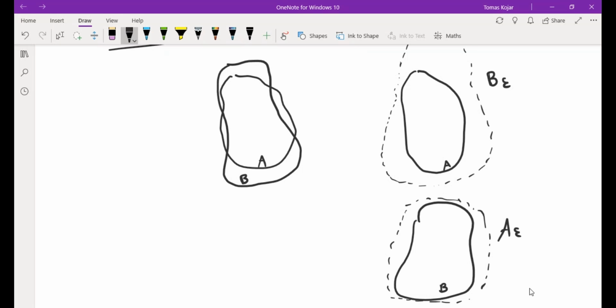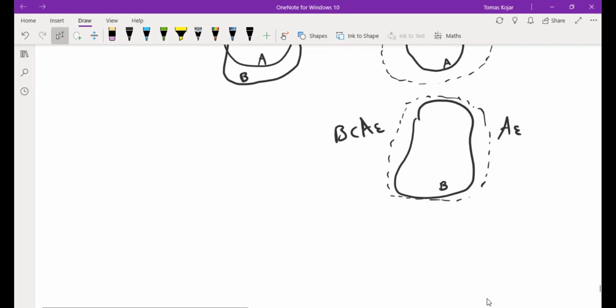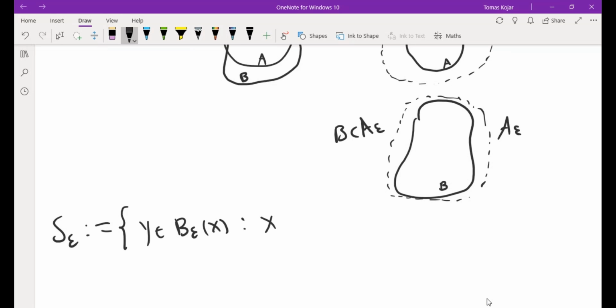I will define what these are. So what are we talking about? S epsilon is defined as the following set. I want to write this carefully. So y is in B epsilon of x, where x is in S.